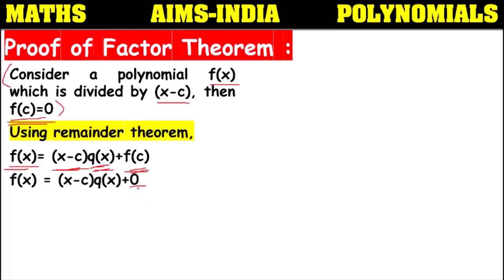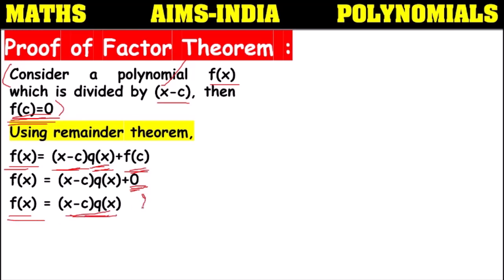If the remainder is 0, because in the factor theorem what we have told, if the remainder is 0, then it is a factor that we have to prove. Means the remainder is 0, it is given in the statement. So we are taking the remainder as 0. So then what happens? Plus 0, we can remove that plus 0. So f of x can be written as the product of these two polynomials.